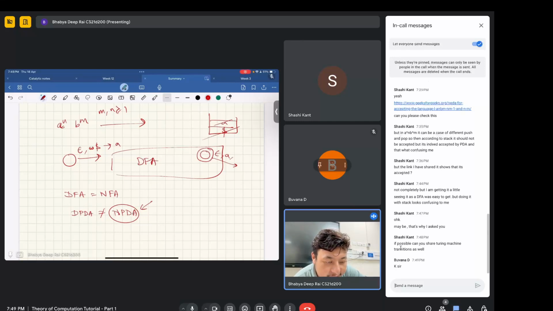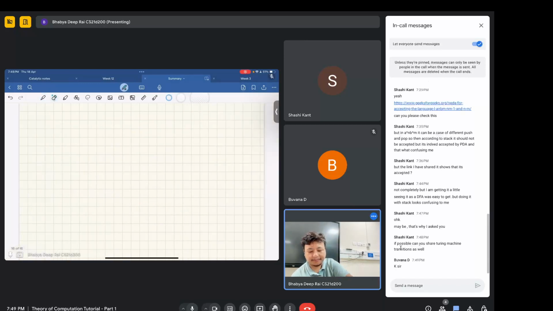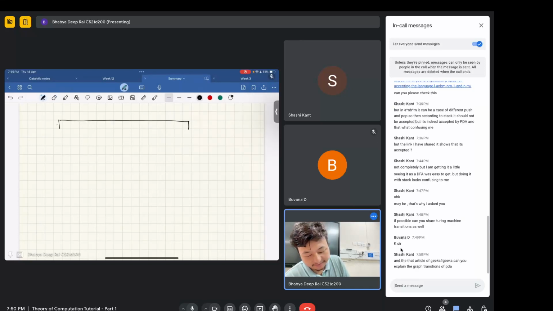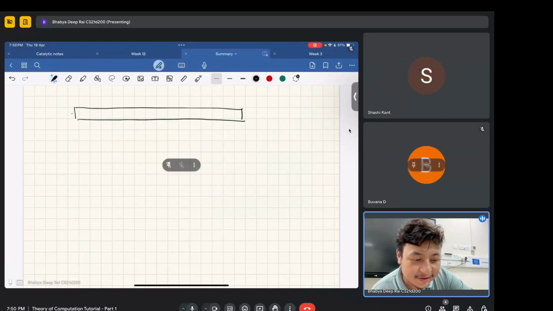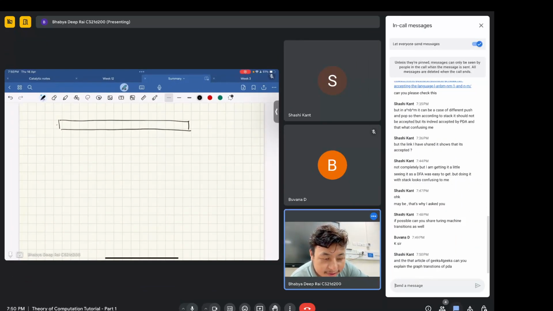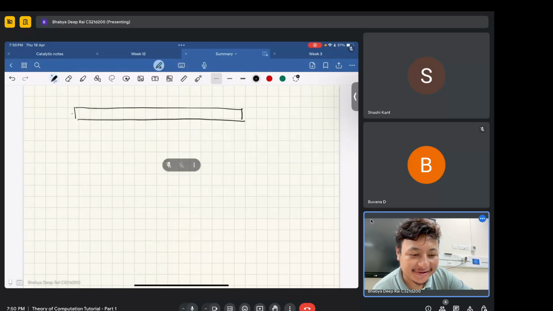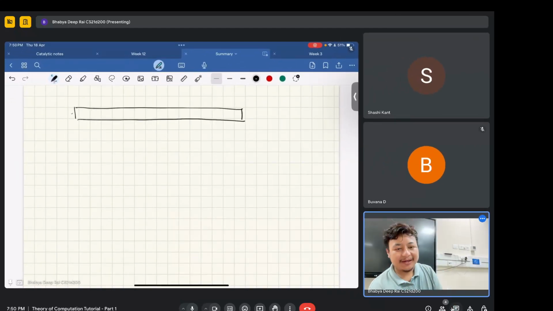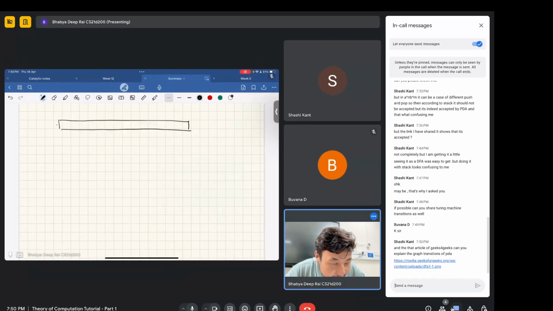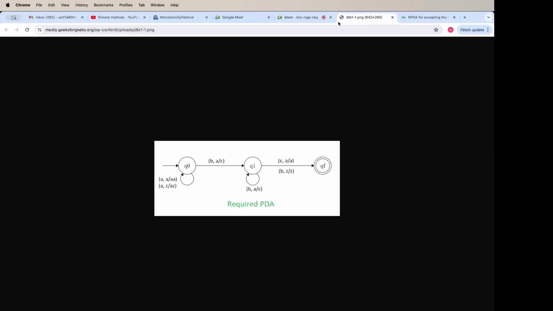Okay, now Sashikant is saying, if possible, can you share Turing machine transitions as well? Yeah, okay, sure. So Turing machines have a tape like this. And that article of GeeksforGeeks, can you explain the graph transitions of PDA? Okay, how much time do we have? Sashikant, I'll try to have a look at it, but the article is written in a really confusing manner. But okay, let's see. I'll quickly do this Turing machine thing, because I also need to get to the bonus questions. What is this? Oh, okay, yeah, sure.